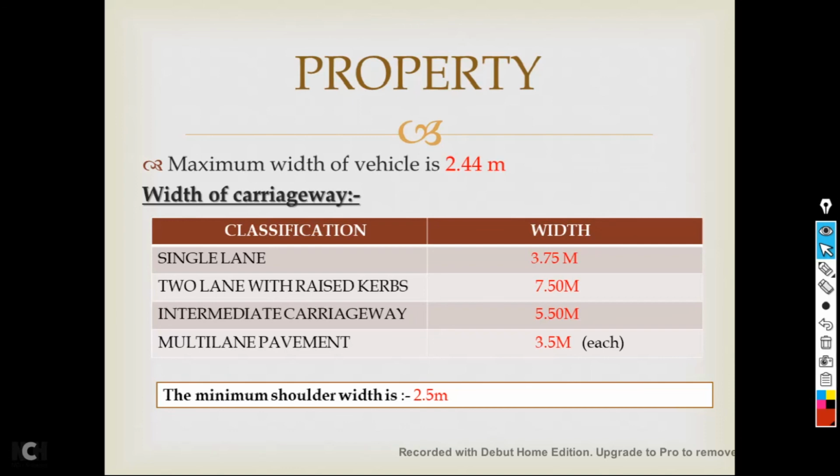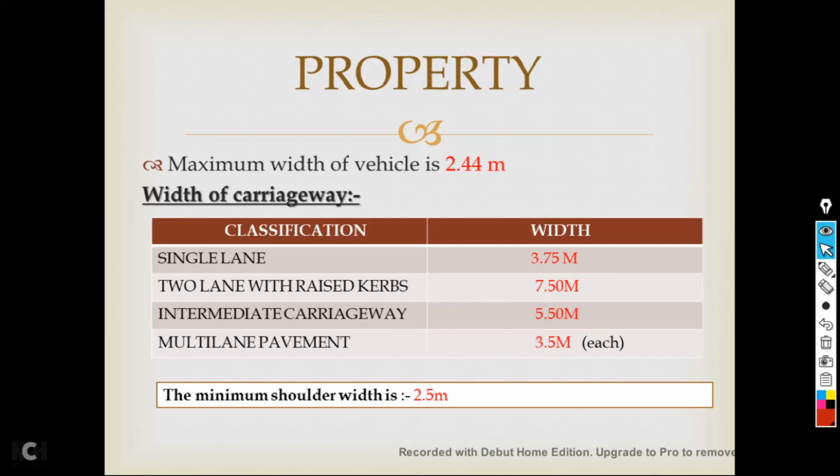Okay, now the maximum width of vehicle which IRC provides cannot exceed 2.44 meter, and for width of carriageway, IRC provided different widths for different types of road. For single lane, the width is 3.75 meter. Two lane with raised curb is 7.5 meter. Intermediate carriageway is 5.5 meter. Multi-lane road is 3.5 meter each.